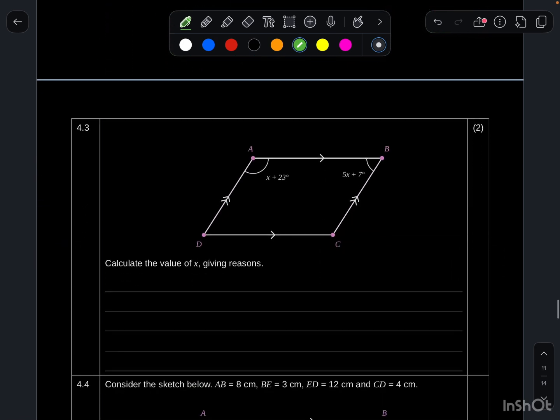Okay, 4.3. Calculate the value of x, giving reasons. Okay, this one's not too difficult. We can see we have these parallel lines here. These lines are parallel, so to find the value of x we can use co-interior angles. So here's our working, here's our reasons.